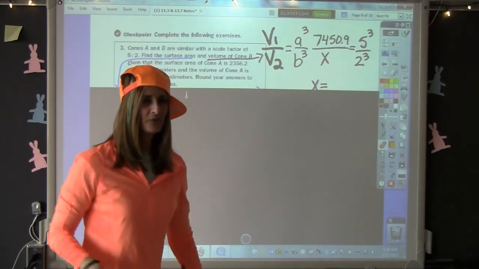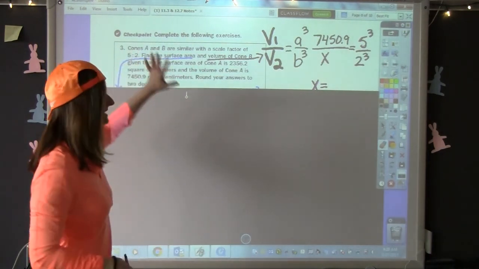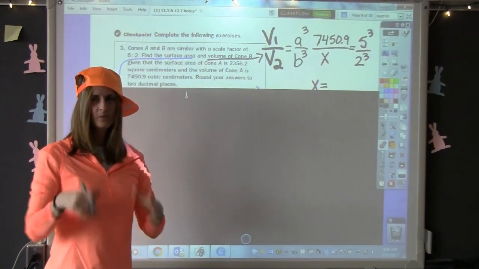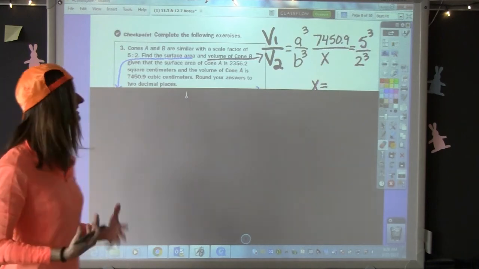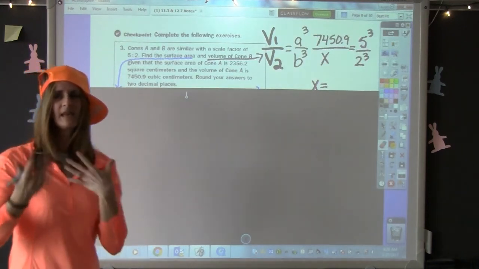All right, so ready? This problem is very wordy and has multiple problems in one, but let's see if we can do them separately.